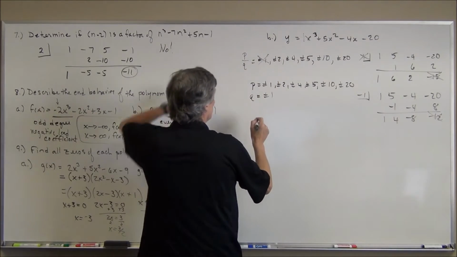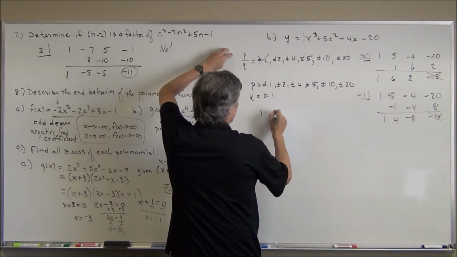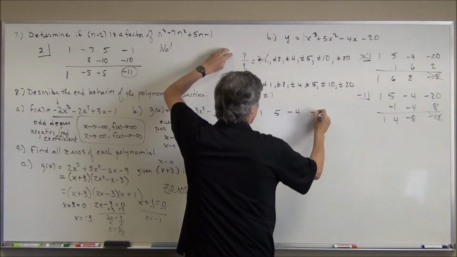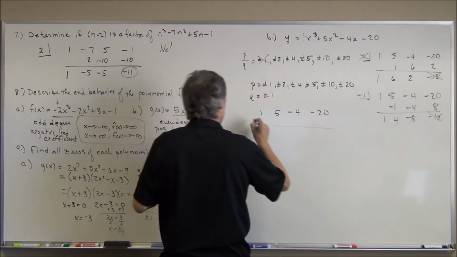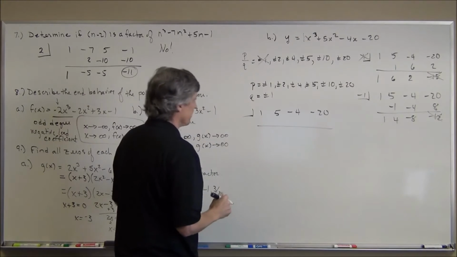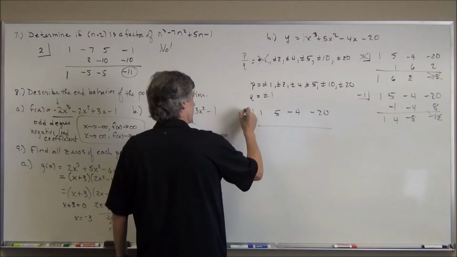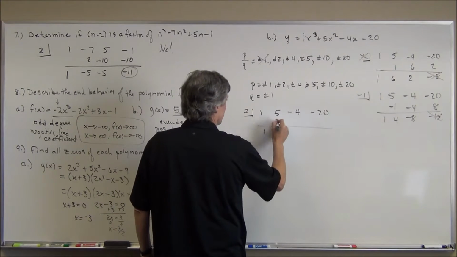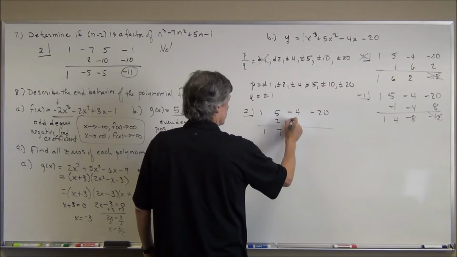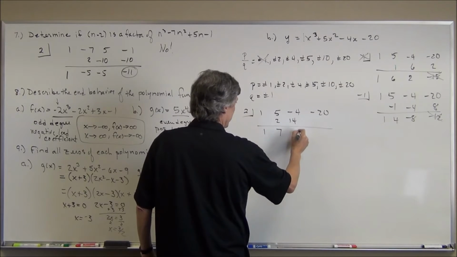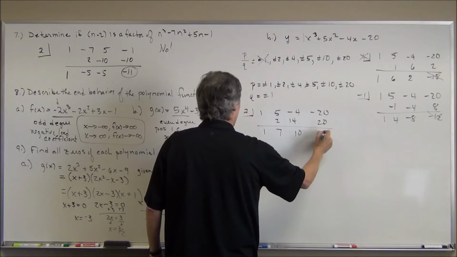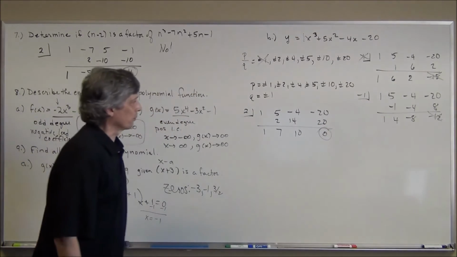So let me try 2 next. 1, 5, negative 4, negative 20. Make sure you write these down right. With all this arithmetic, it's really easy to make a silly mistake. Let's try positive 2. 1, that's a 2, that's a 7, that's a 14, that's a 10, that's a 20. Oh, there we go. Now we're cooking with gas.